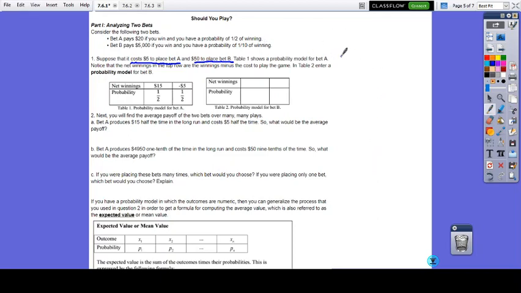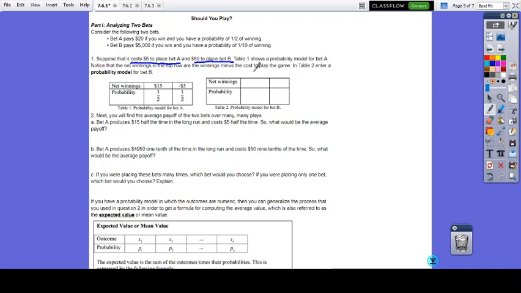Table 1 shows a probability model for bet A. Notice that the net winnings are $15, because if you win this $20, you paid $5, you win $20, that nets out to $15 that you won. And you have a half of a chance of winning that. The other one is not $0, it's negative $5, because you're losing that $5 that you're paying, and you have a half a chance of that.